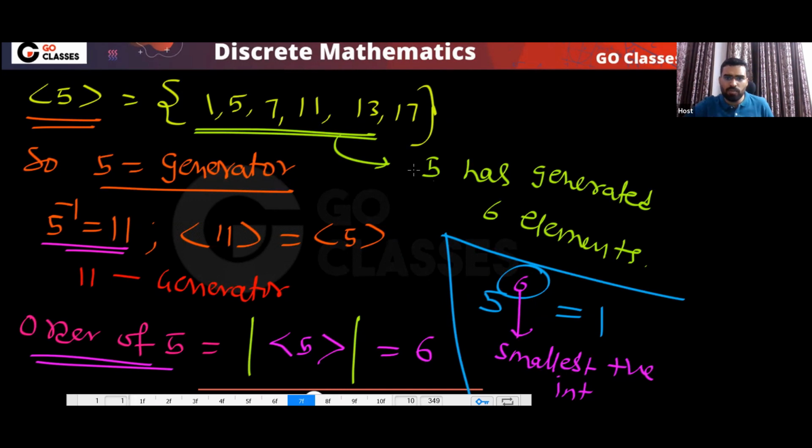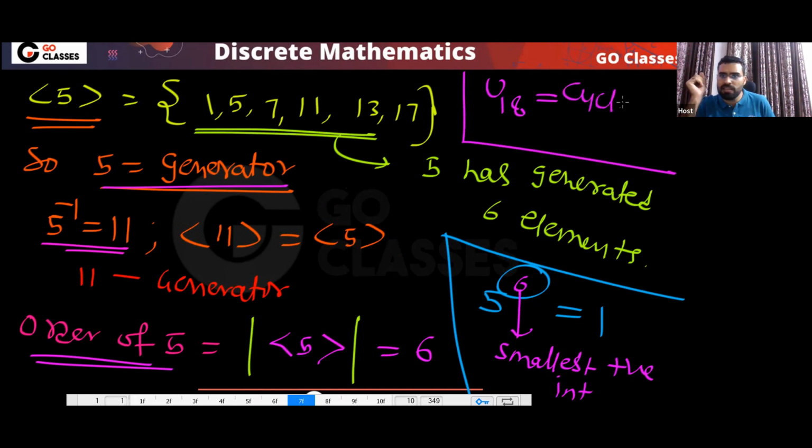Because 5 is a generator, what can I say about this U18? This U18 is a cyclic group, because it can be generated by a single element. This element 5 can generate this U18, so it is cyclic because there exists a generator.